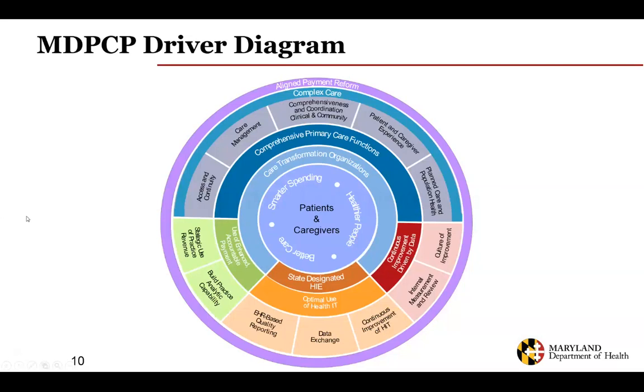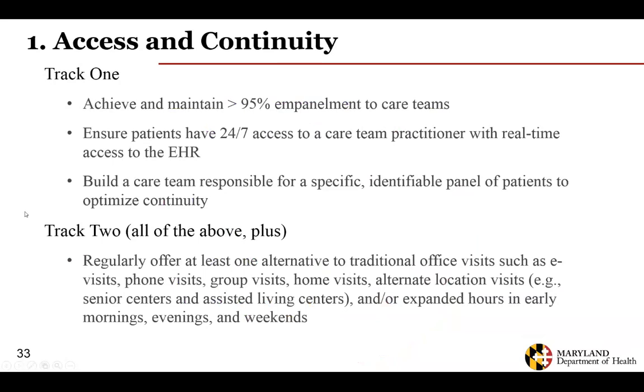Access and continuity. I'm not going to read every line on these slides, but I think these are good slides to show people because they tell you about the different care requirements that are proposed under the program. These are taken from the CPC Plus. So when this program is approved, these could look different than they look on these slides, but this gives you an idea of what they might be and what the differences are between Track 1 and Track 2.